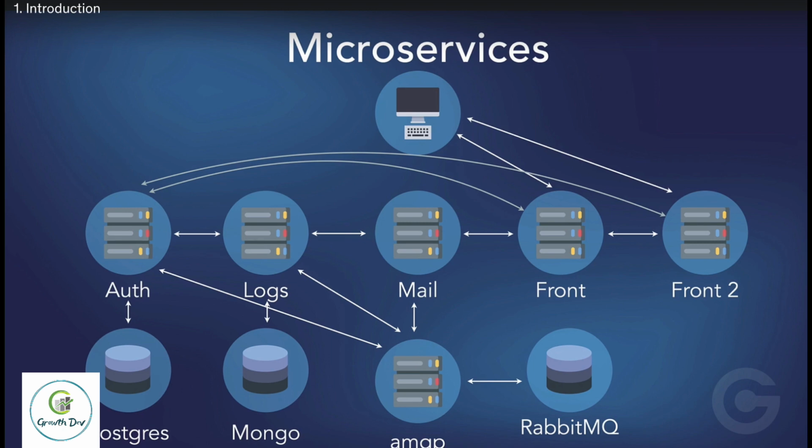So another thing to note is that whereas in that monolithic application, my web app has one database, here, each microservice might have its own database. So in this example, the authentication database is reading to and writing from Postgres. The logging application is reading to and writing from Mongo. The AMQP, which is the Advanced Message Queuing Protocol, it talks to RabbitMQ. So each microservice might have its own database. And that's a very different approach.